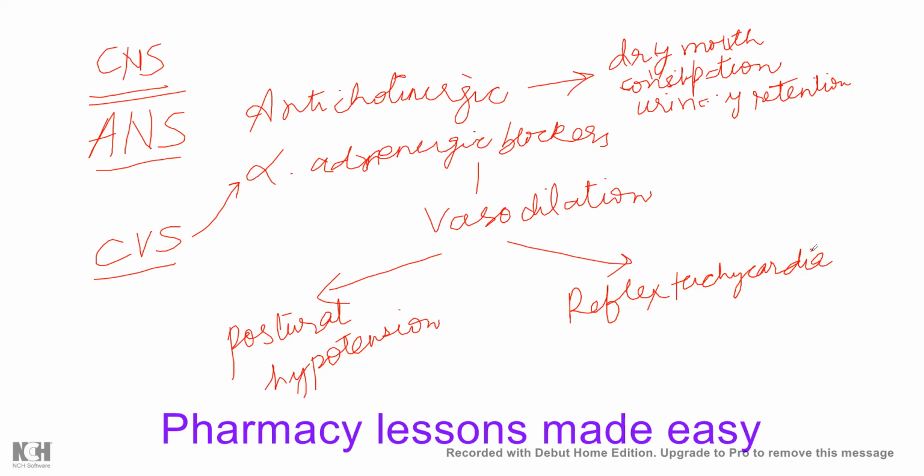And if we talk about lithium, lithium should not be used when plasma levels cannot be monitored regularly, as lithium has a low margin of safety, right? Another side effect which is associated with tricyclic antidepressants, other than this anticholinergic effect, is increase in appetite and weight gain.